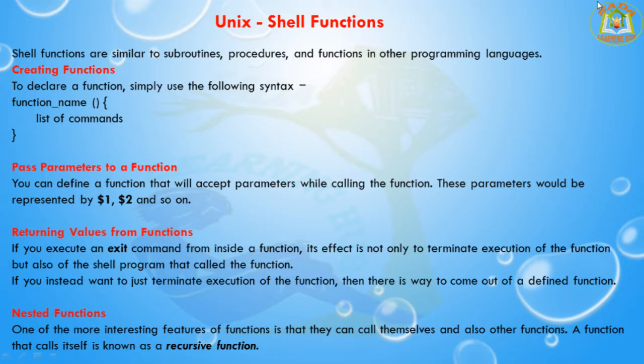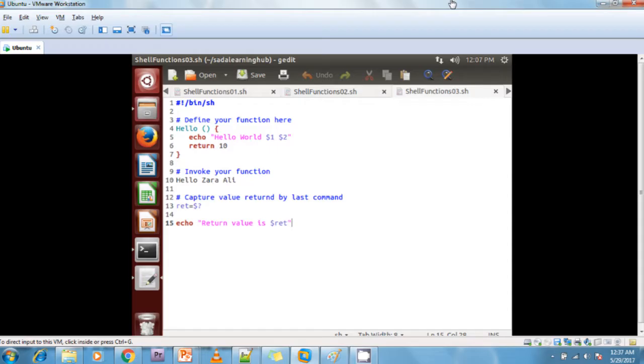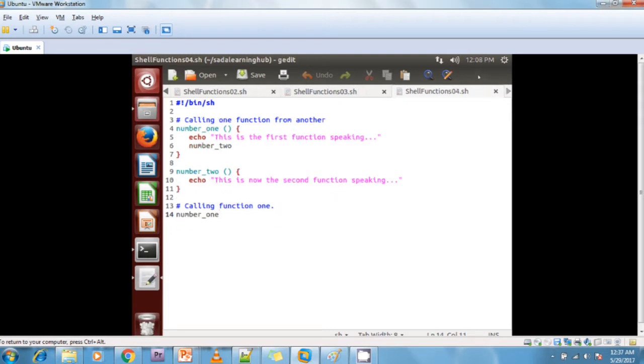This is the number one. I'm printing something here: this is the first function speaking. I am now calling number two here. In number two, I am creating one more method. In this number two, I am printing: this is the second function speaking. Now here I am calling method one. Whenever you call method one, it will execute this command. After that, it calls number two. Here the number two method will be executed and prints here.